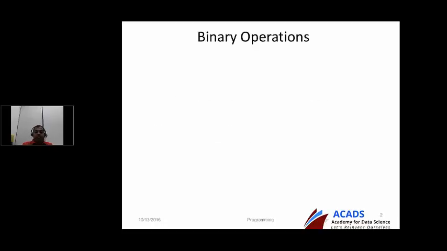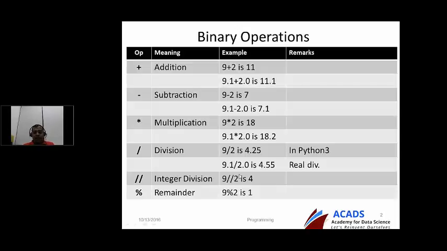Python supports several operations, and the typical binary operators in Python are as follows. Python supports addition, which works differently for integers and floating point numbers. If both arguments of a plus symbol are integers, then the result is an integer. If at least one of the arguments is a floating point number, then the result is a floating point number. Similarly for subtraction and multiplication.